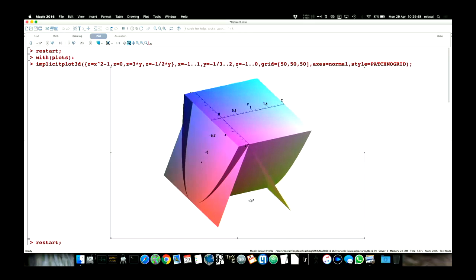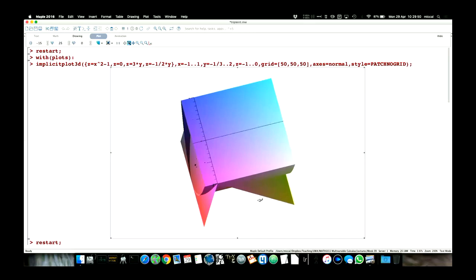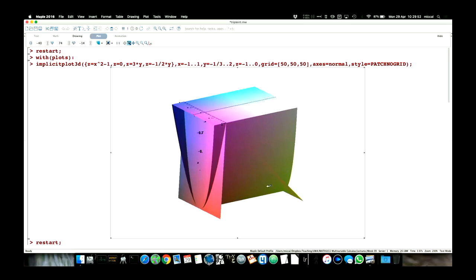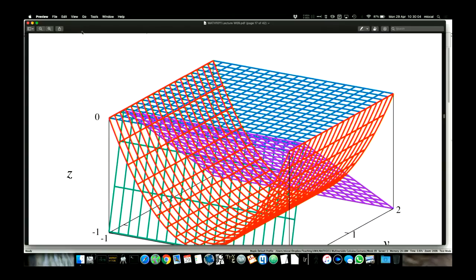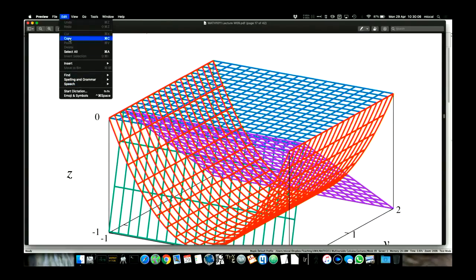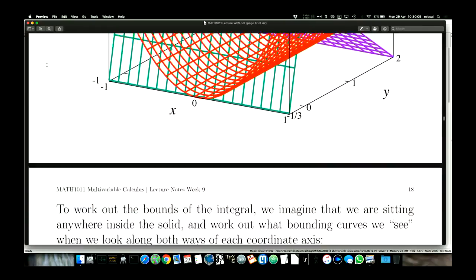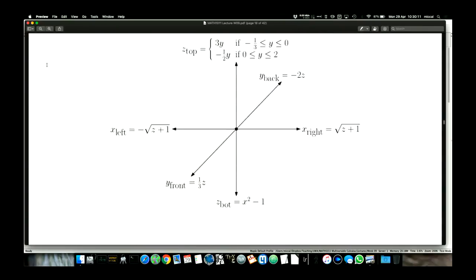Whereas if I was integrating with respect to z first, and this is a bit hard, it might be better from the bottom, it's another parabola. But actually two parabolas. That one's very nasty. So let's work out all the bounding curves.